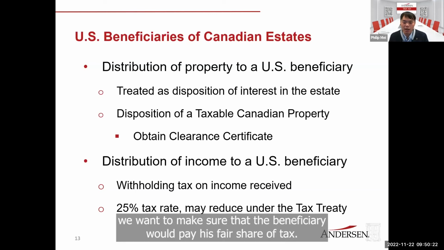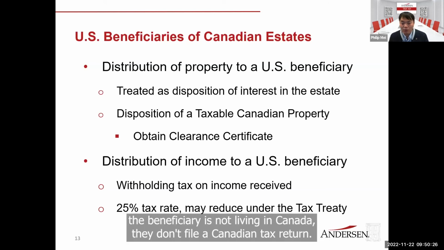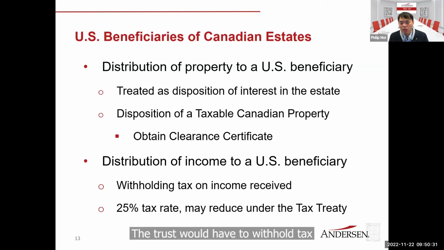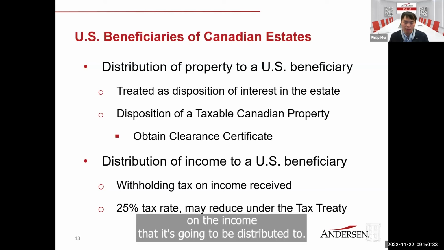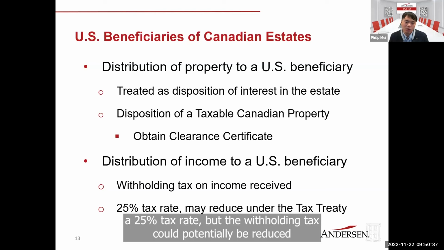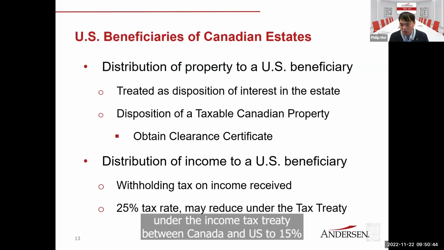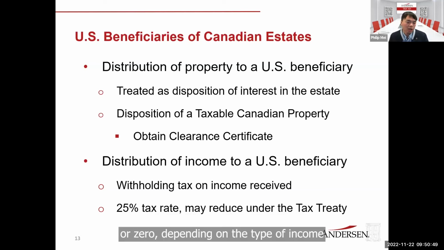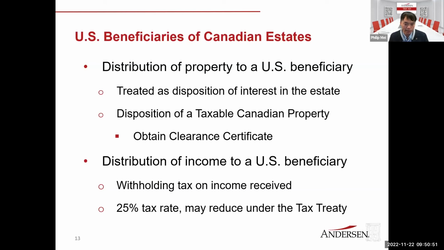CRA wants to make sure that the beneficiary will pay its fair share of tax. And since the beneficiary is not living in Canada, they don't file a Canadian tax return, the trust would have to withhold tax on the income that it's going to distribute to the U.S. beneficiary. Typically, it's a 25% tax rate, but the withholding tax could potentially be reduced under the income tax treaty between Canada and the US to 15% or 0, depending on the type of income we are discussing.